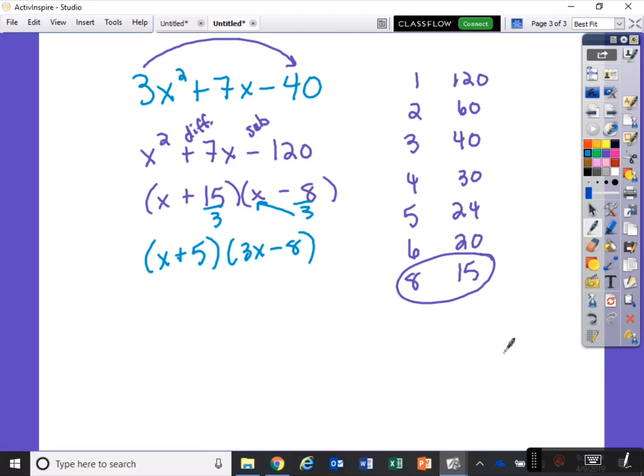All right. So are we done now? Yes, we are. And you can check yourself by just multiplying those. You can multiply the first two and the last two to make sure they match up.